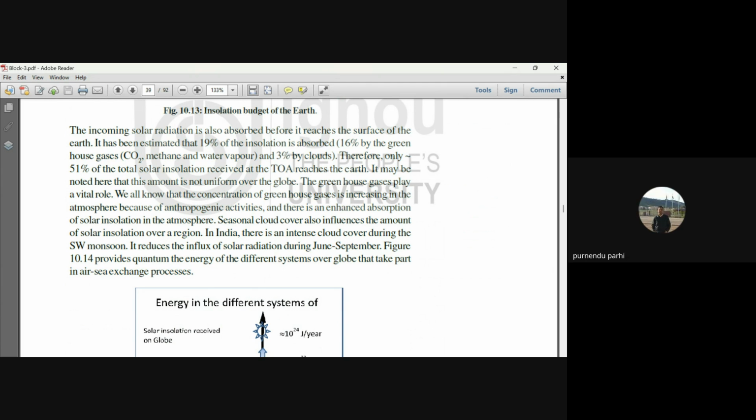Seasonal cloud cover also influences the amount of solar insolation over a region. In India, there is an intense cloud cover during the southwest monsoon. It reduces the influx of solar radiation during June to September. Figure 10.14 provides the quantum of energy of the different systems over the globe that take part in the air-sea exchange process.